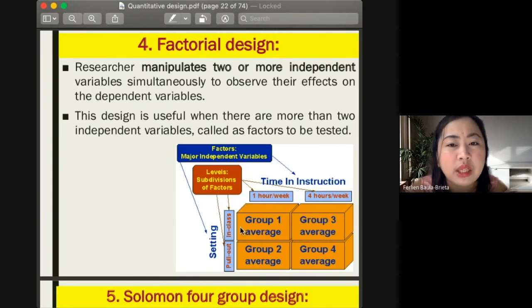So this can be complicated, but if you have a research topic that will fit this factorial design, then it can be done too.